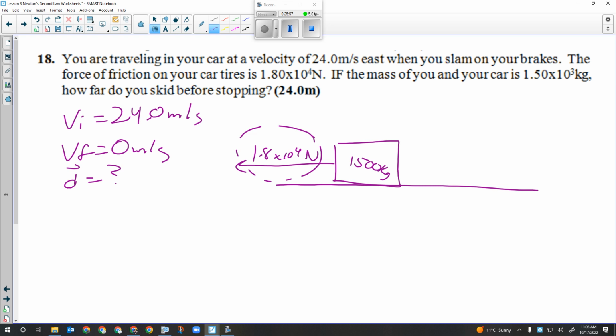Anytime you slam on the brakes, or your car runs out of gas, or something like that, the force that brings you to a stop is friction, and as long as it's a level road, it's the only force acting on you. So, by default, it's the net force, that's the vector sum part. It's the only force acting that makes a difference. So, I can calculate my acceleration by taking that 18,000 newtons and dividing it by 1,500 kilograms, and that will give me one more piece to use over here to calculate my displacement.